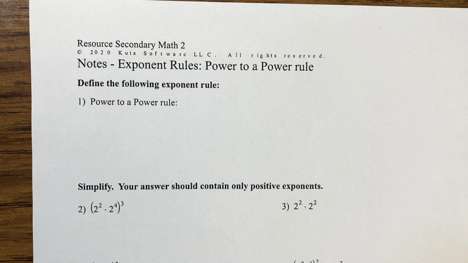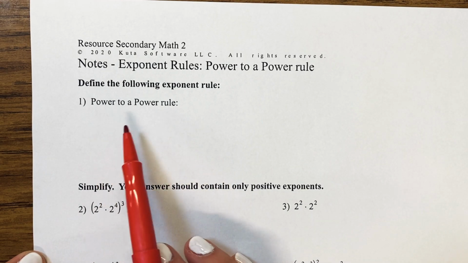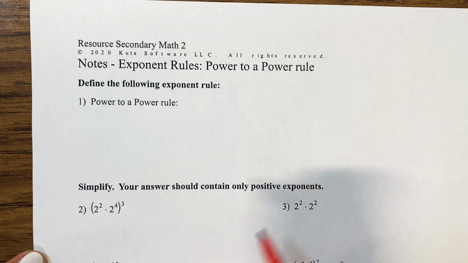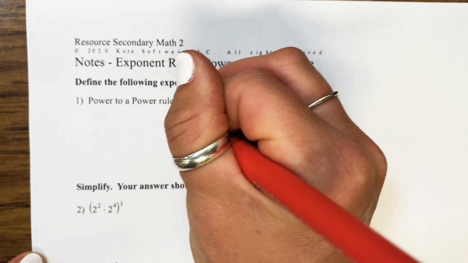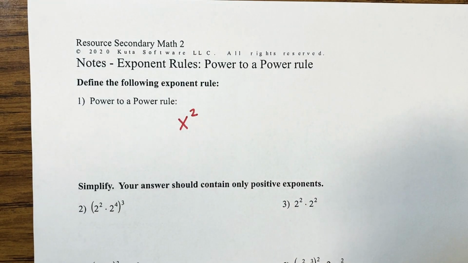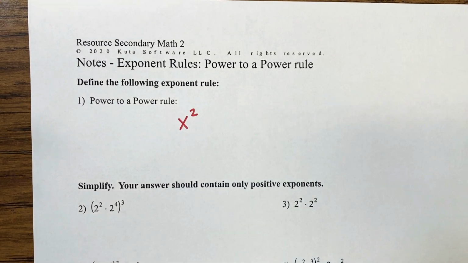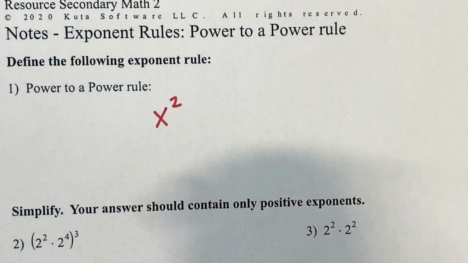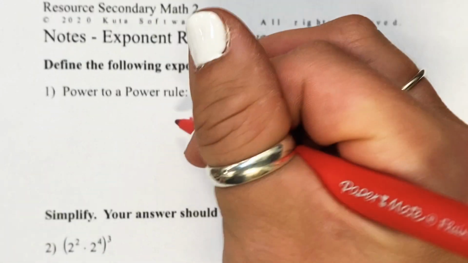Okay, so the first thing we want to do is define the power to a power rule. You might remember this from last year, but if you don't, that's totally okay. We're going to go over it now. So let's say we have x squared. Okay, we have a power. There's our first power, but now it's going to be to a power.